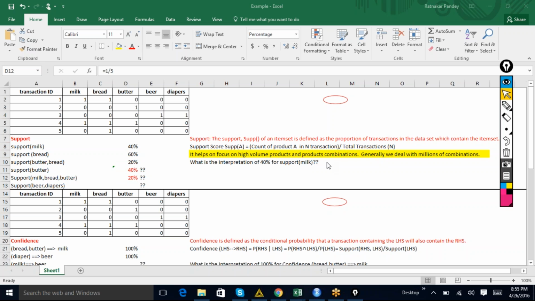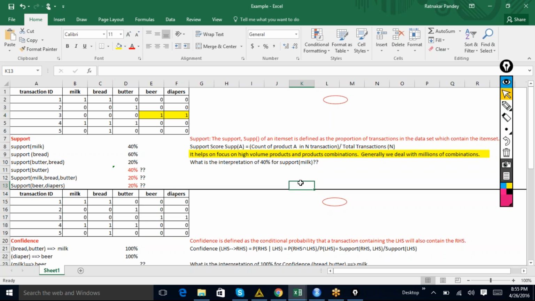Then let's look at the support for beer and diaper. How many times were beer and diaper bought together? There is just one instance, which I am highlighting in yellow. Only one time it has been bought. So the support for beer and diaper together is 1 divided by 5, which is 20%, right?